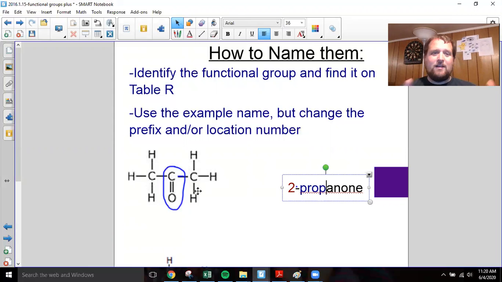I think the hard part is identifying it. But then once you've figured out whether it's an alcohol or an acid, or in this case, a ketone, the rest of it's easy because you're just copying off the table and changing the part that you need to. So let's do another example. So that's a ketone. It has a double bond O with carbons on either side.